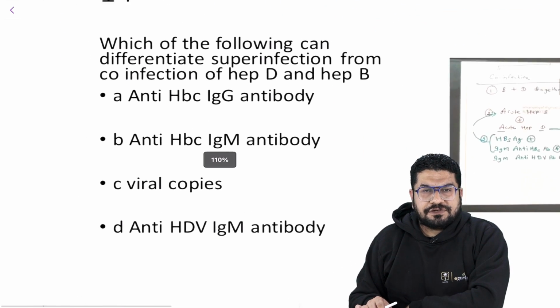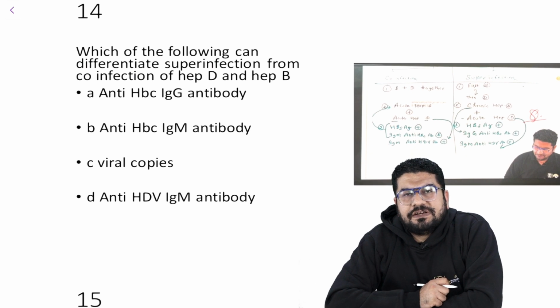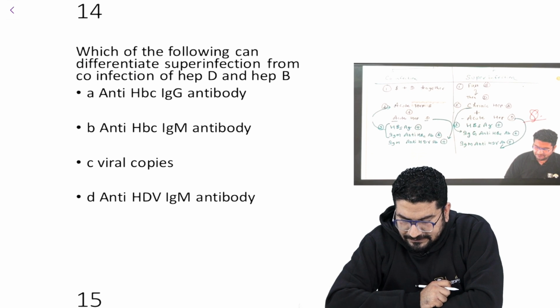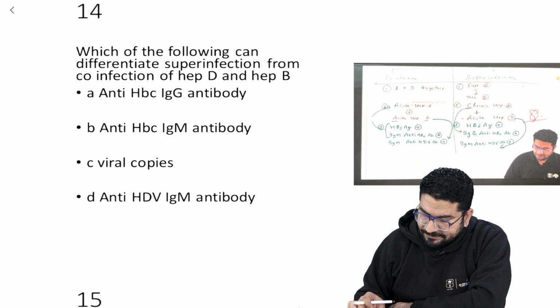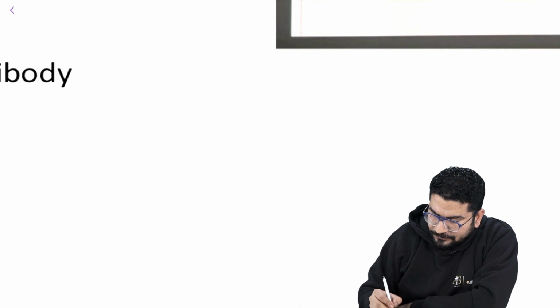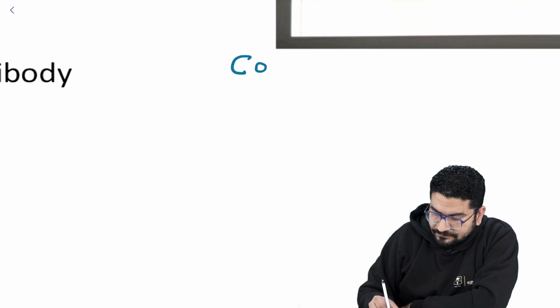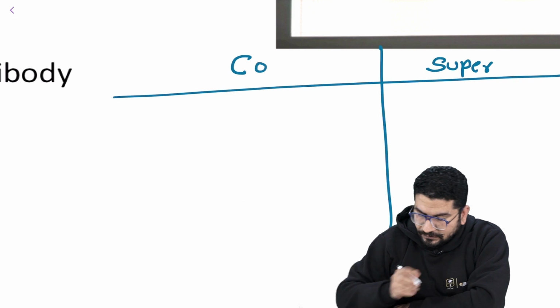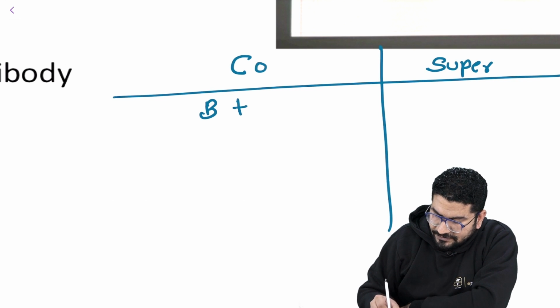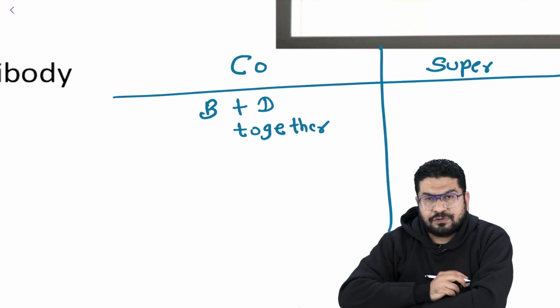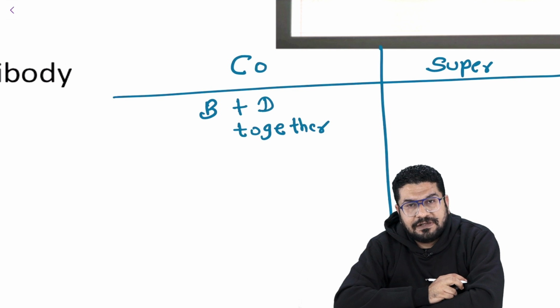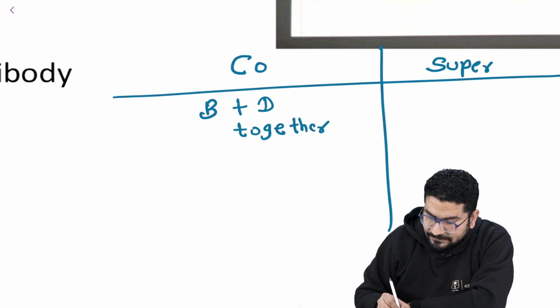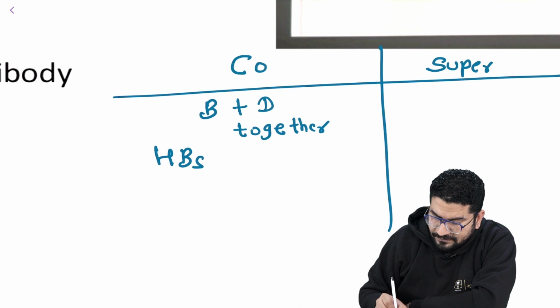Okay, coming to the next question, which of the following can differentiate co-infection from superinfection? This is again an easy question. Let me first tell you something. Suppose you have a patient with co-infection and a patient with superinfection. Co-infection means both together, B and D infection together. So the patient will have hepatitis B, so hepatitis B surface antigen should be positive.